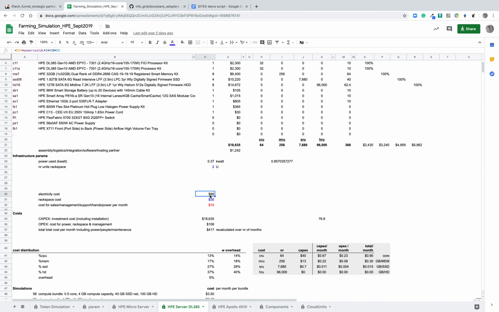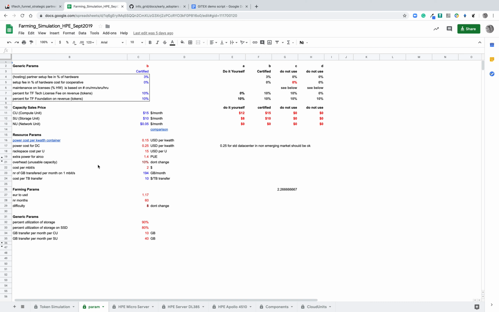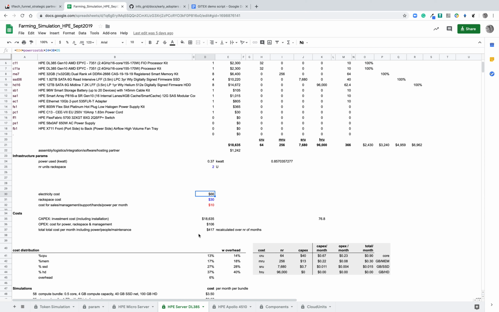Then our internal assumption for the electricity cost is based on your geography, what power costs in your region. You can find that back in the PowerAmpsTab, where there is an actual cost per kilowatt hour, which in this case is 15 cents. If and when we use it in a data center, it's 25 cents per kilowatt hour. All of that is used in this tab to calculate that this particular server, once put on 24 hours a day, in a month, will cost $66 to run.